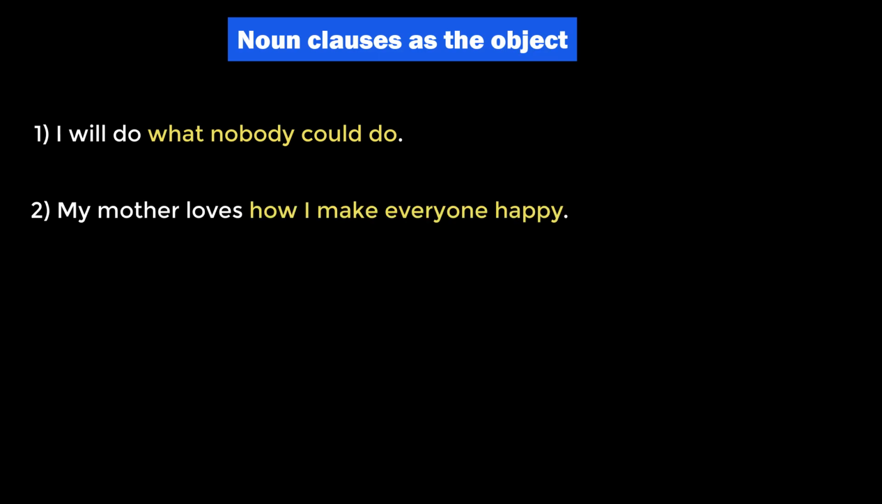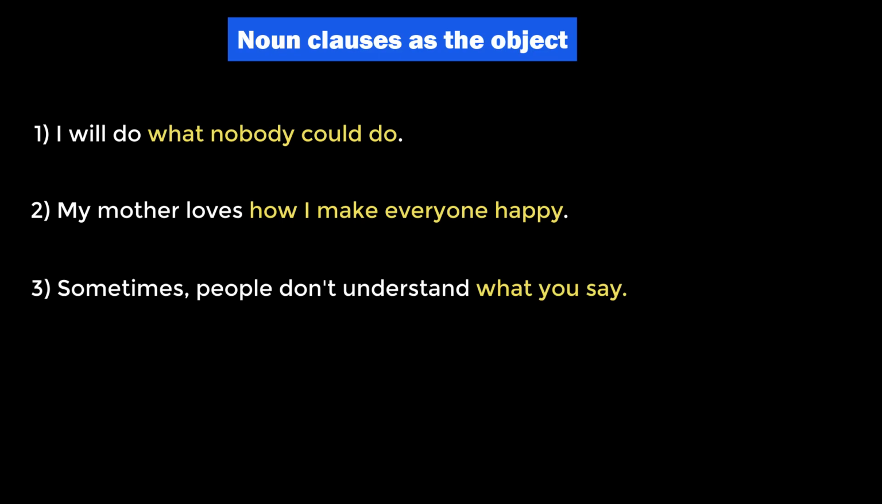All right, the next example is: my mother loves how I make everyone happy. You always love something, right? And the name of something is always a noun. My mother loves what? How I make everyone happy. This is what she loves about me. My mother loves how I make everyone happy. So how I make everyone happy is my noun clause working as the object of the verb love. My mother loves what? How I make everyone happy. Let's look at the next example.